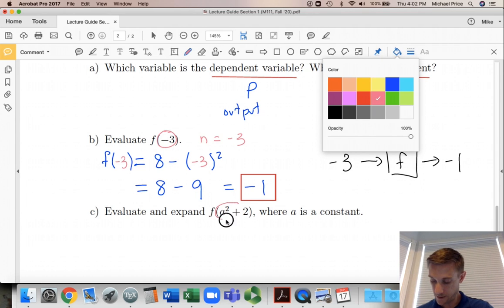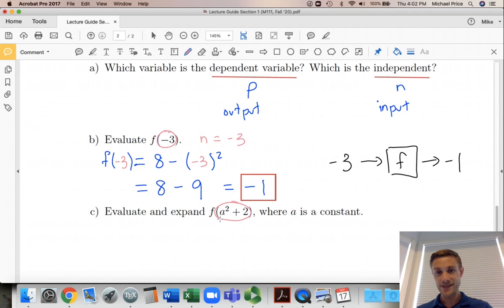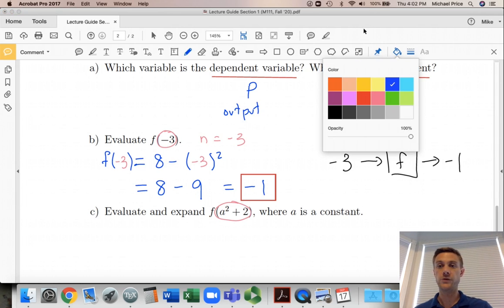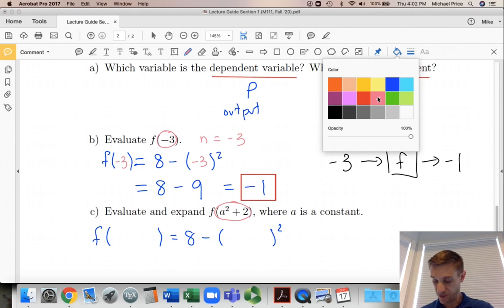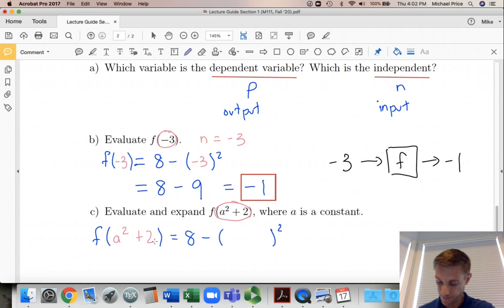So now in this case, we're evaluating our function, and a is some constant. So odds are pretty good that our final answer is still going to have some kind of a in it, since we're not really sure what that value is. So I'm going to try to mirror exactly the structure that we had up above. F of something is 8 minus something squared. It's just that now that something is a little more complicated. Now instead of -3, like it was a minute ago, our input is this whole expression, a squared plus 2. So now everywhere there used to be our input variable is instead this annoying expression.